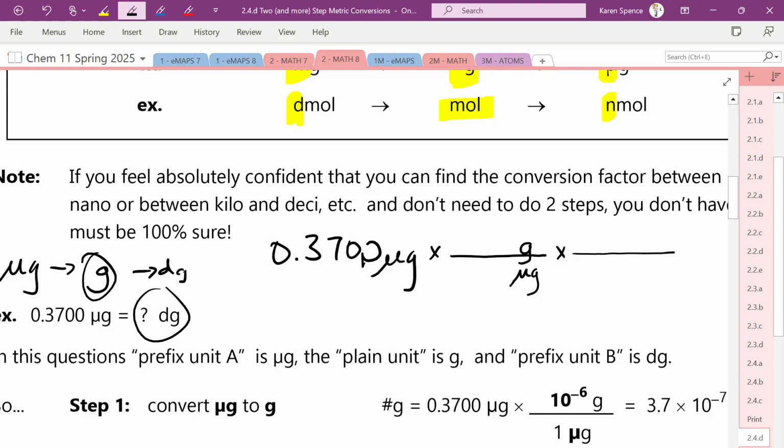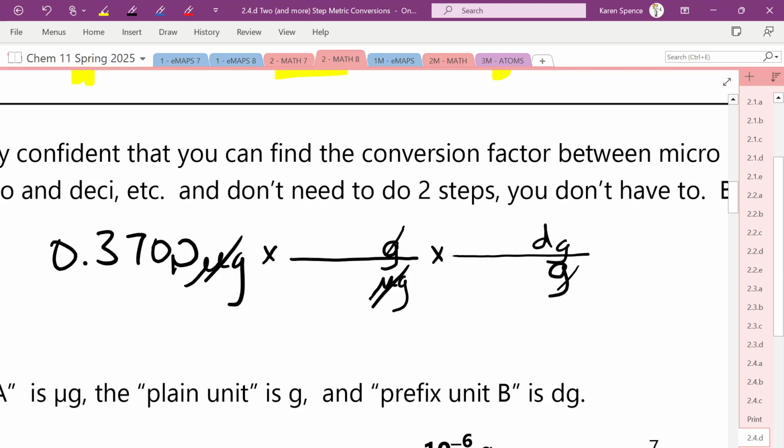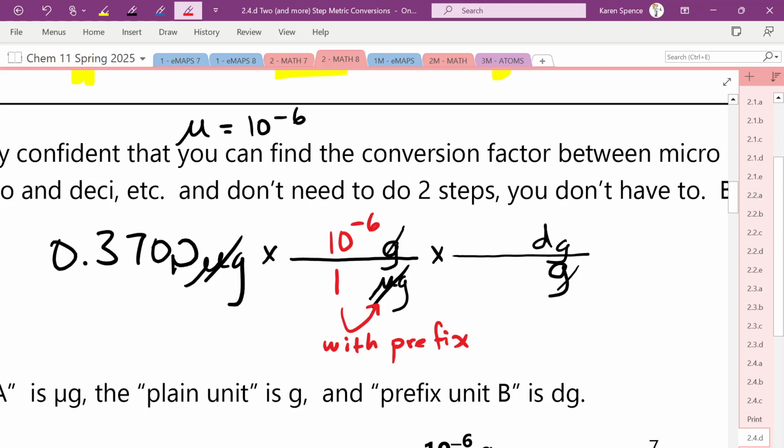And you'll notice we have 2 times lines because we have 2 steps. Once we are into grams, we don't want grams anymore. We want to cancel the grams and go to the decigrams. All right? And so now we have to say, what are the numbers that go with those conversions? What does micro mean? Micro is 10 to the -6. And does that go with the gram or does that go with the microgram? The 1 goes with the prefix, right? So the 1 goes with the prefix, and that means our 10 to the -6 goes with the grams. Yes?